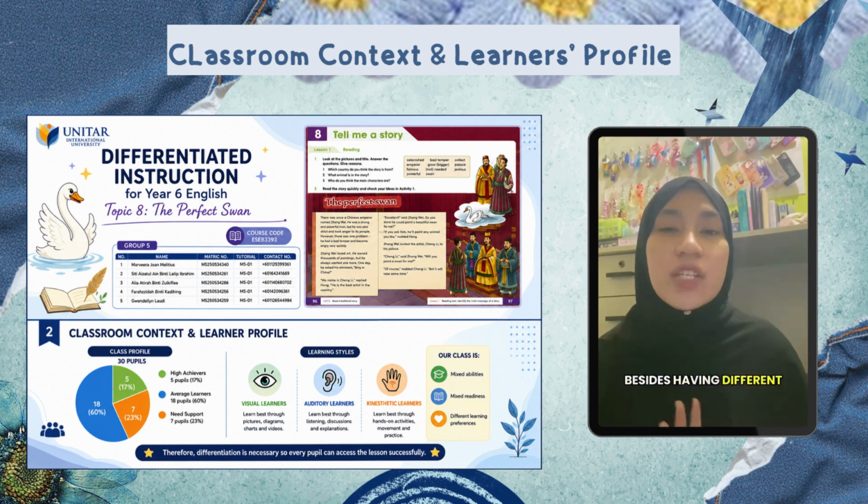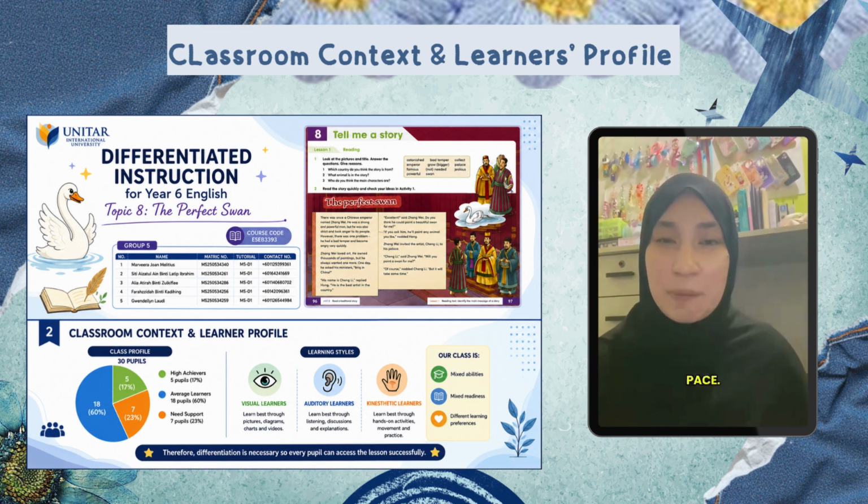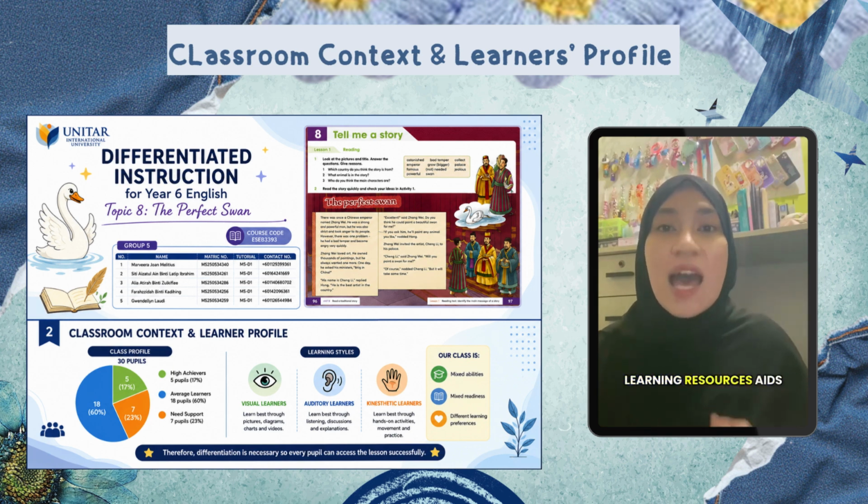Besides having different ability levels, the pupils also have different learning styles and learning paces. Some learn best through visual materials such as pictures and graphic organizers, while others respond better to auditory activities or hands-on learning. Their confidence levels and access to learning resources at home also vary.